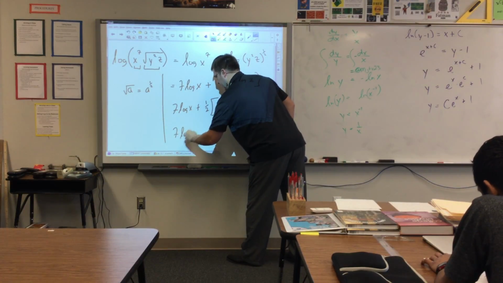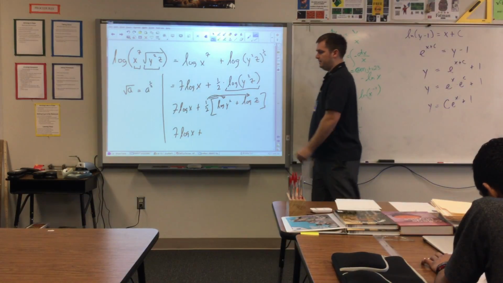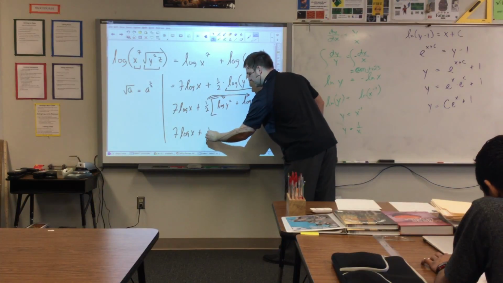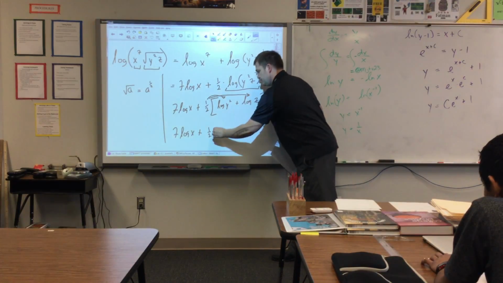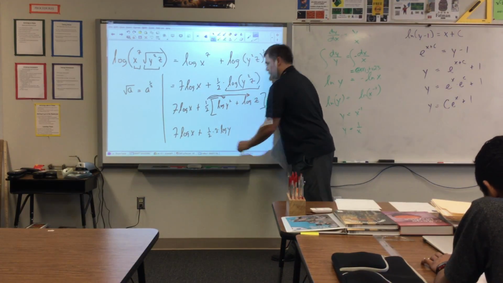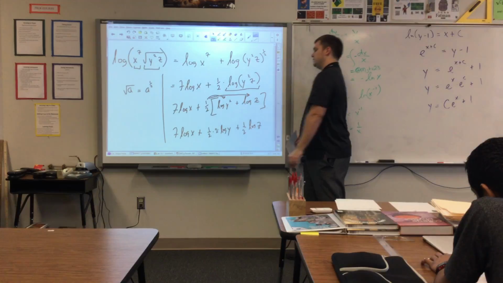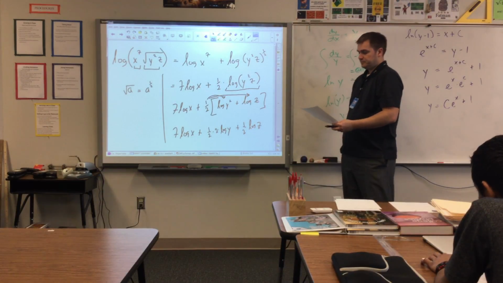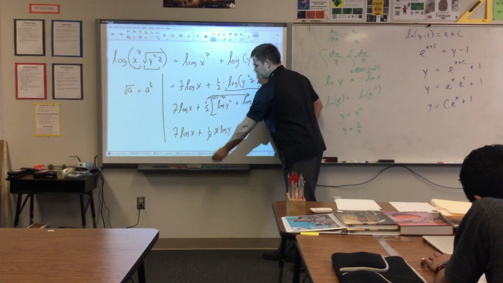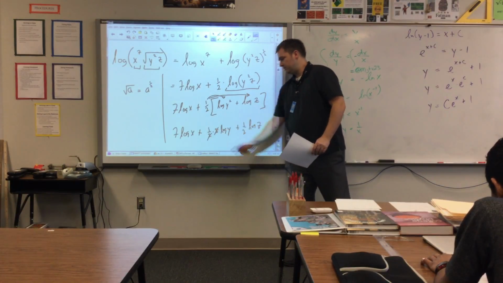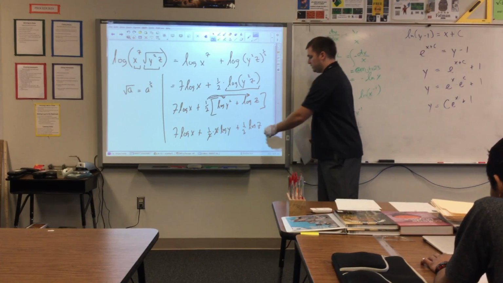So now I have 7 log x plus, I'm going to do two things at once. I'm going to distribute that 1/2, and at the same time, I'm going to rewrite log of y squared as 2 times the log of y. So plus 1/2 log z. And it just turns out that 1/2 and the 2 completely cancel each other out. Turns into 1 out in front. So you'd have 7 log x plus log y plus 1/2 log z.